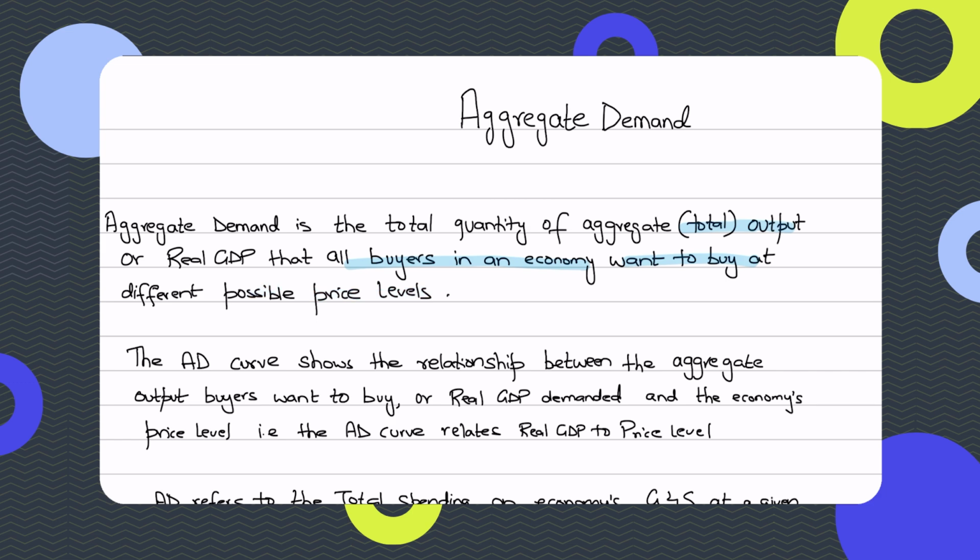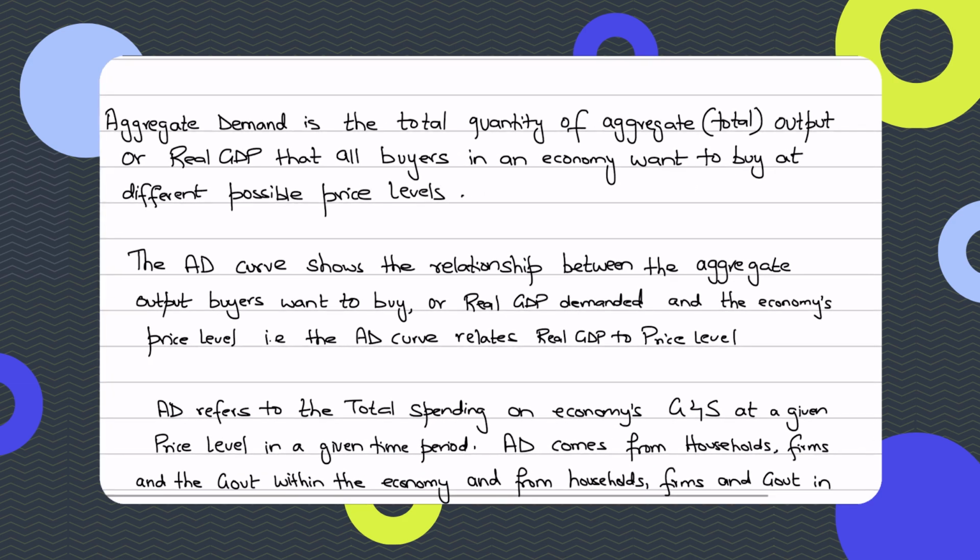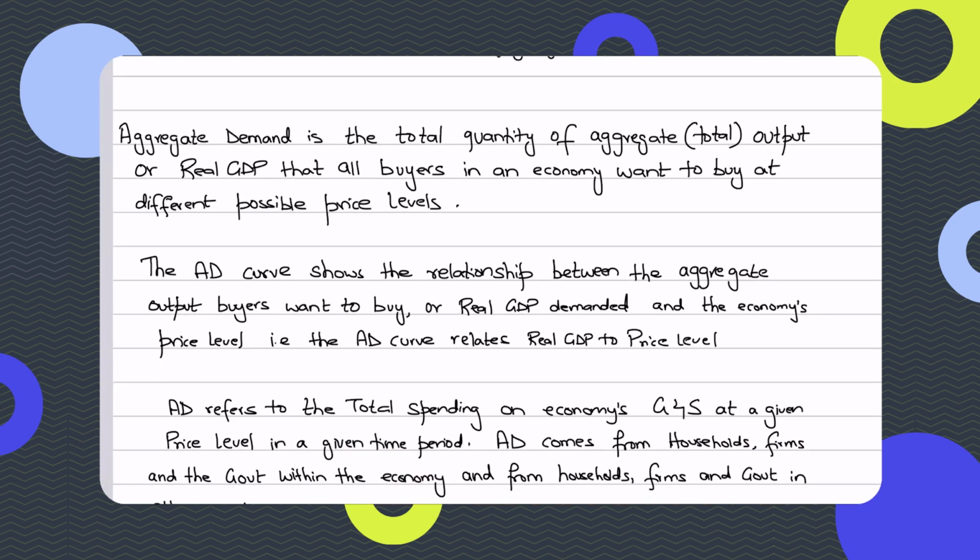So aggregate demand is the total quantity of aggregate output or real GDP that all buyers, and here buyers are referred to not only households but also to firms, government and foreign buyers, right? So that all buyers in an economy want to buy at different possible prices. Now there are 2-3 definitions of aggregate demand that we will be covering, right?